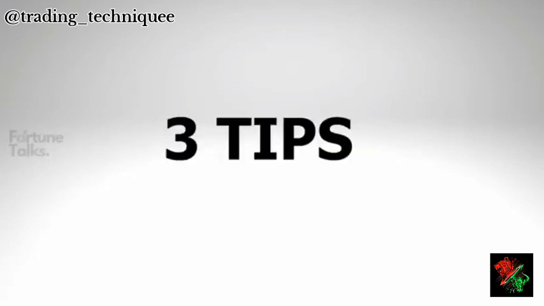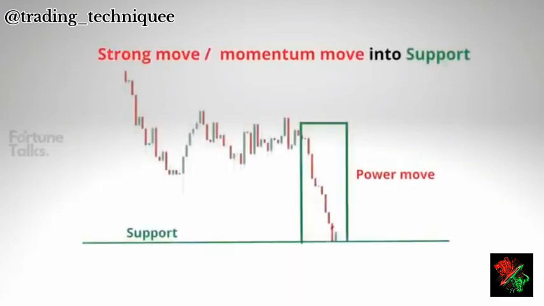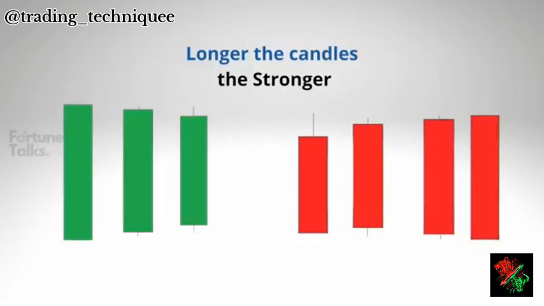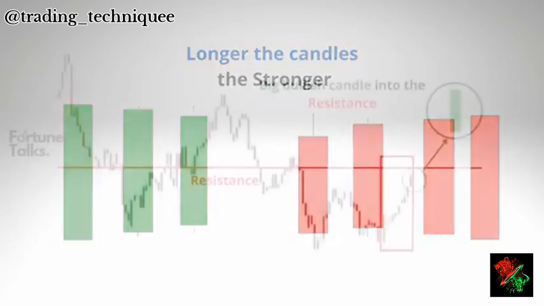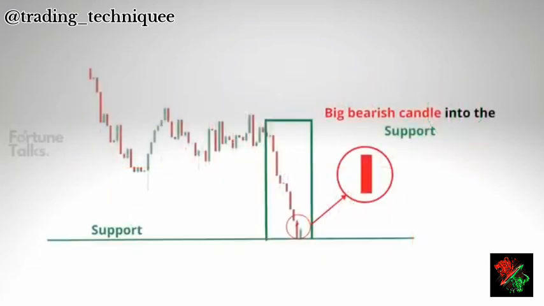In order to trade reversals, I want to share with you a few tips to bear in mind. The first and foremost thing is that you want to see a power move or a momentum move or a strong move into the market structure. Now what this means is that if you have drawn an area of support or resistance, you want to see a strong move into the level. By strong move, I mean big or large bodied candles, which in turn means that for an area of resistance, you want to see a strong bullish candle coming into the area of resistance. And in case of a support level, you want to see a strong bearish candle coming into the support. Now this is what I mean by a power move or a momentum move.